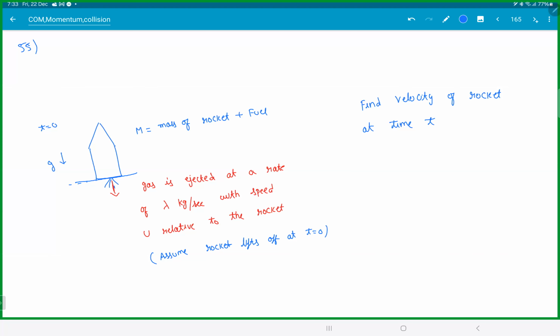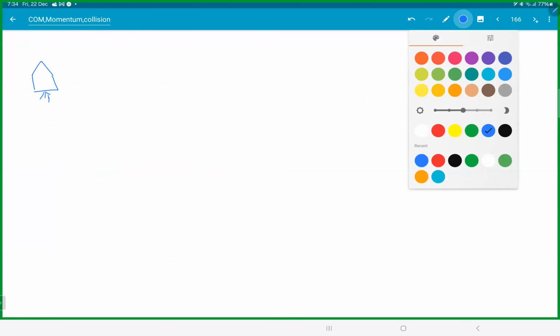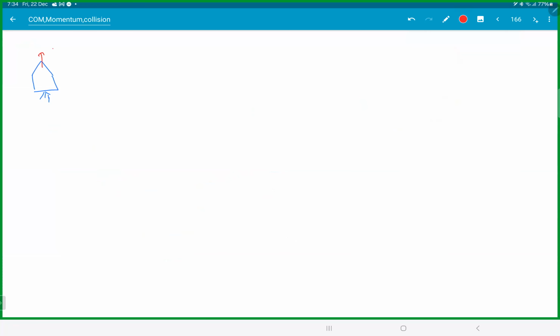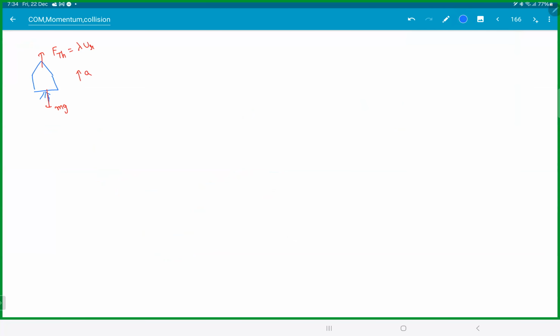You have to integrate. Let's draw the FBD. The thrust force is lambda into u. Your weight is mg. And acceleration. So once you write the thrust force, you can just use the regular F is equal to ma approach.